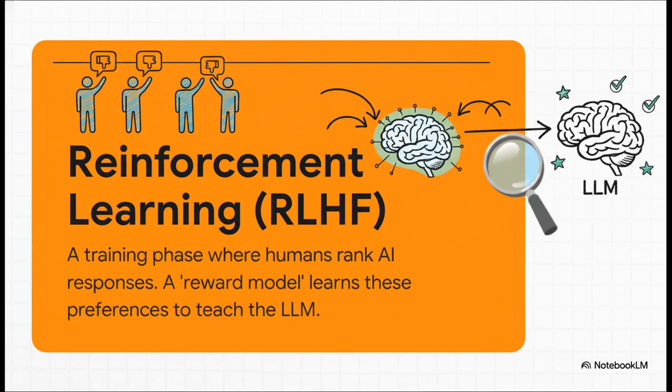This last step, RLHF, is so cool. Here's how it works. You get a bunch of humans to look at different AI answers to a question, and they rank them from best to worst. All of that ranking data is then used to train a second AI, a reward model, that basically acts as a judge. This judge then coaches the main AI, giving it points when it generates answers that we humans would like. It's how we teach it to be helpful and safe.